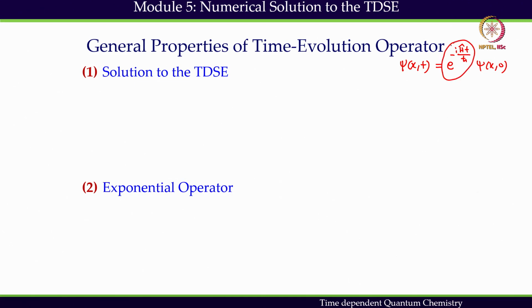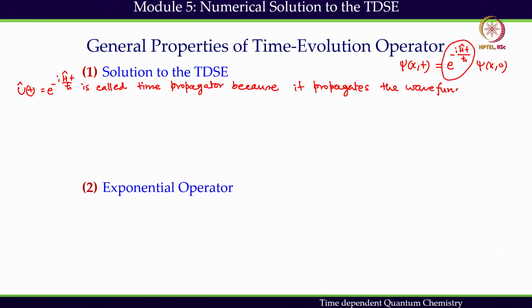This is the time evolution operator. The first property of the time evolution operator is that this U(t) equals e to the power minus i H t by h cut. It is called the time propagator, because it propagates the wave function in time.